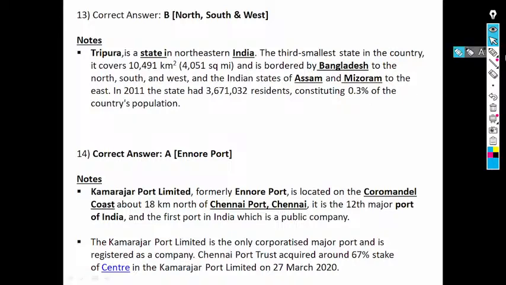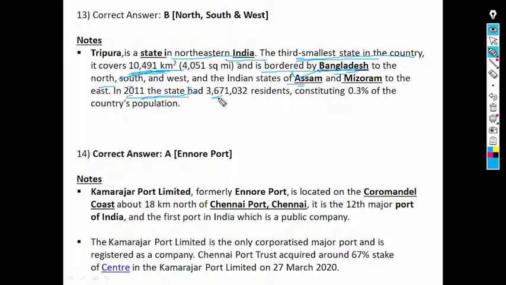Tripura is a state in northeastern India, the third smallest state in the country. It covers 10,491 square km and is bordered by Bangladesh to the north, south, and west, and the Indian states of Assam and Mizoram to the east.